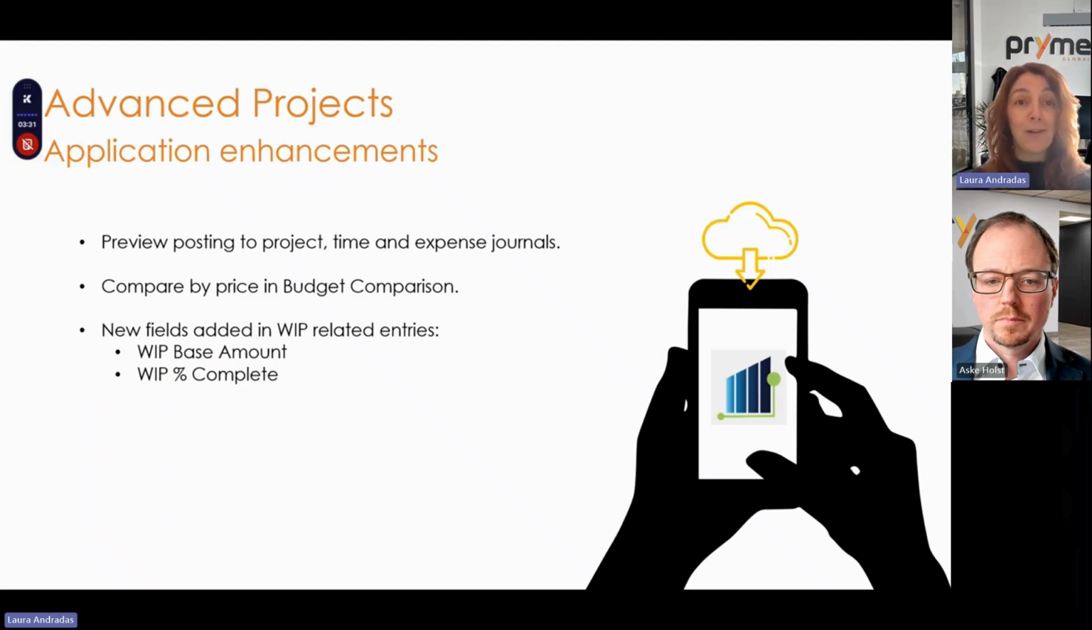That's why I'm going to start right away with advanced projects. Here, you now have the option to preview postings to project, time, and expense journals. You can now compare by price in the budget comparison. And we have added new fields in the work in progress related entries. We have the work in progress base amount and the work in progress percent complete.